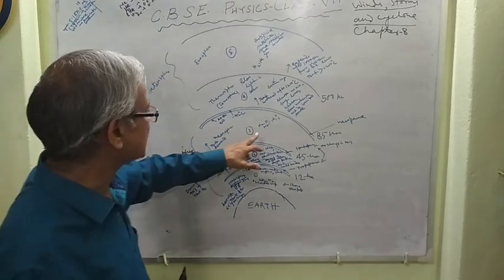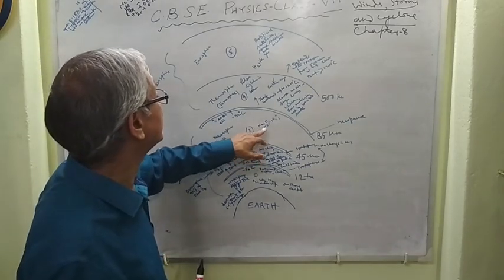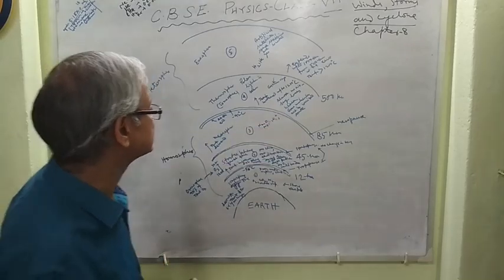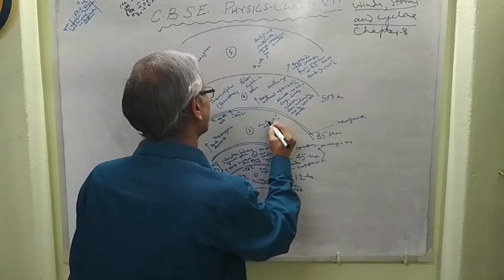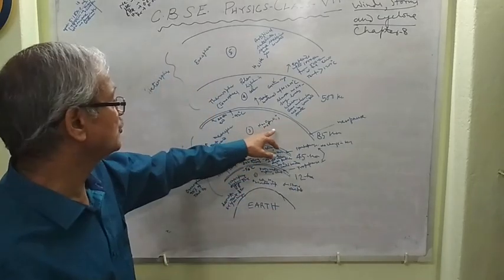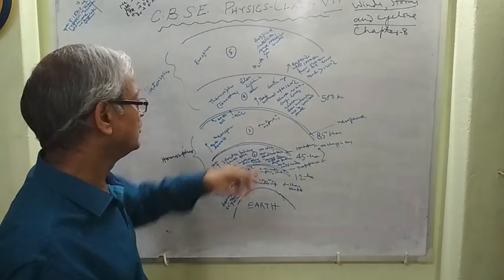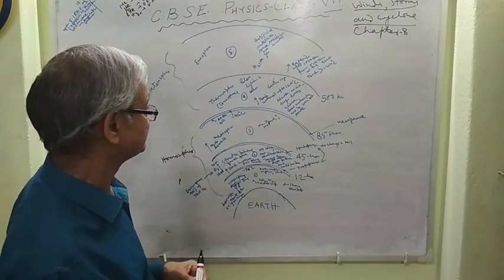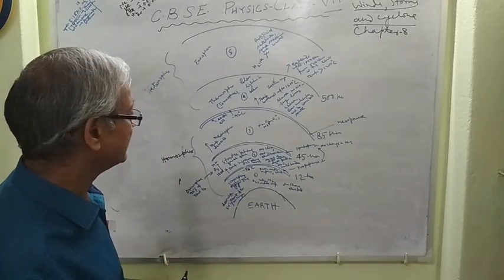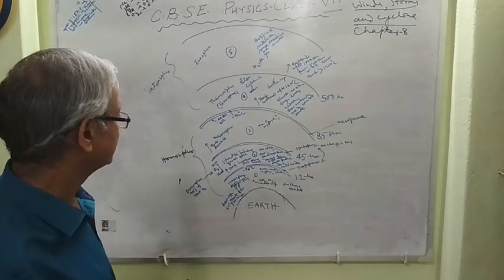In this layer, some amount of nitrogen, oxygen, O2 plus and NO plus are also present. This is the mesosphere, right?